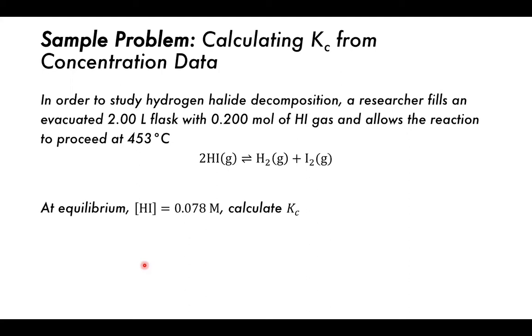So in order to study hydrogen iodide decomposition, a researcher fills an evacuated 2-liter flask with 0.2 moles of HI gas and allows the reaction to proceed at 453 degrees Celsius. Two HI molecules then react to give 1 hydrogen and 1 iodine molecule. At equilibrium, the concentration of HI is equal to 0.078 molar. Calculate Kc. So the solution here is to find out the concentration of HI. We know the number of moles, we know the volume of the flask, so we can find out the concentration. So it's 0.2 divided by 2 gives us 0.1 molar.